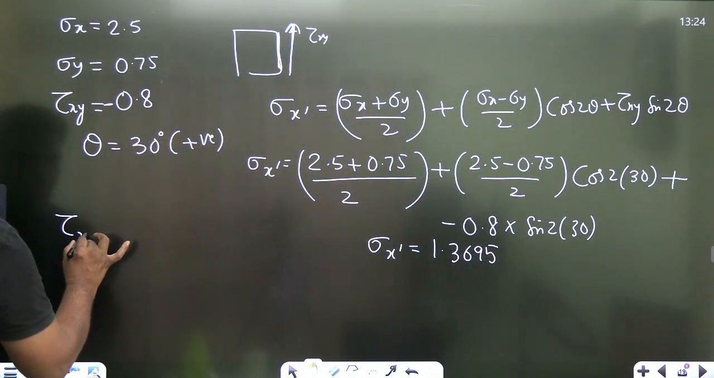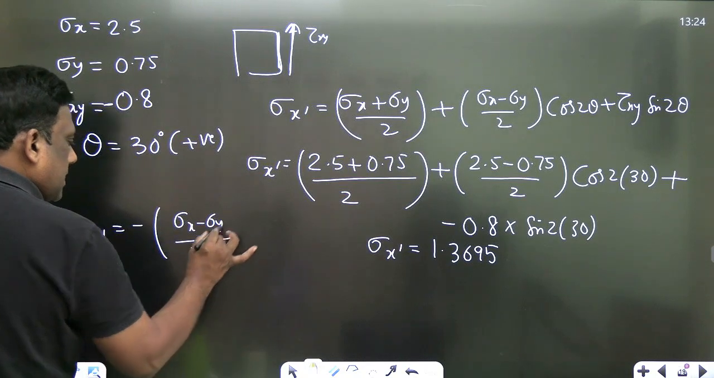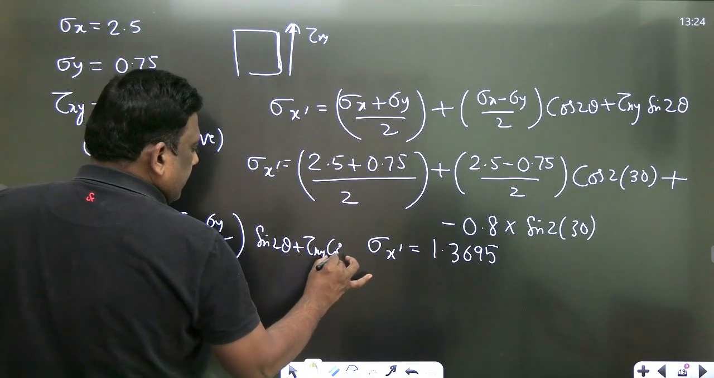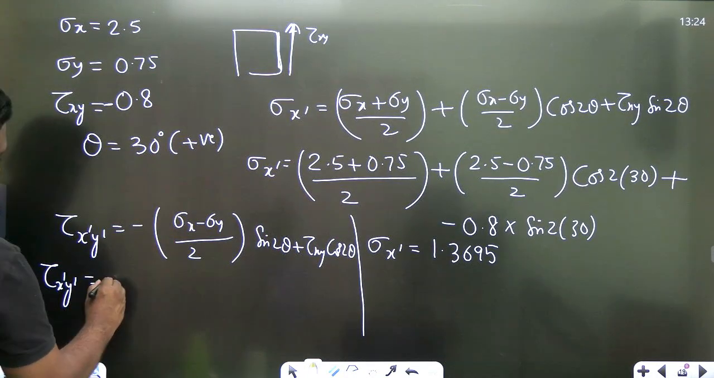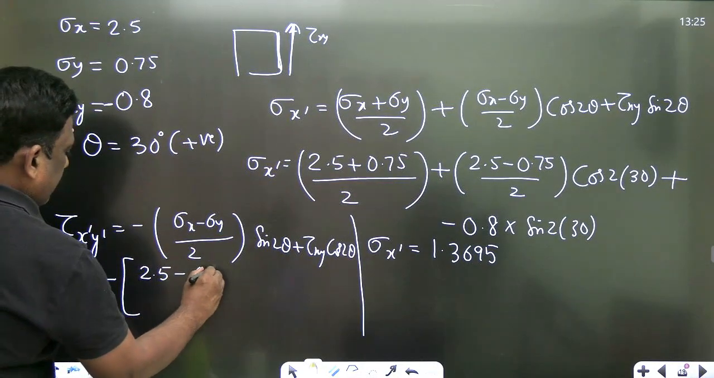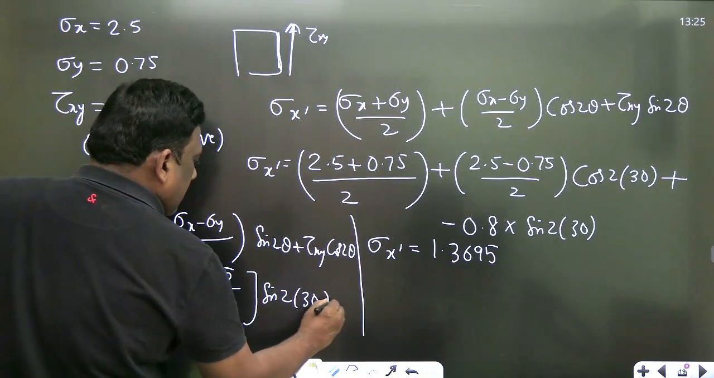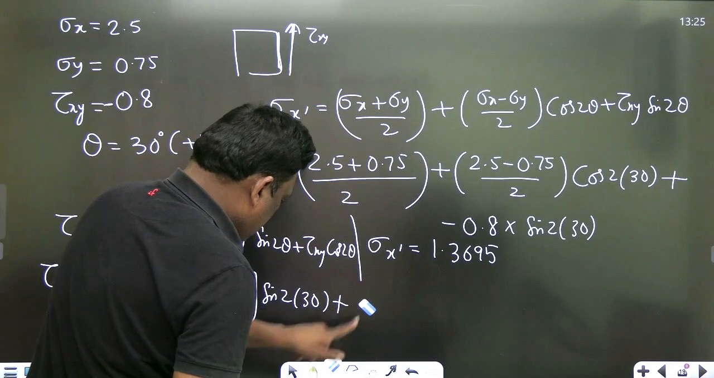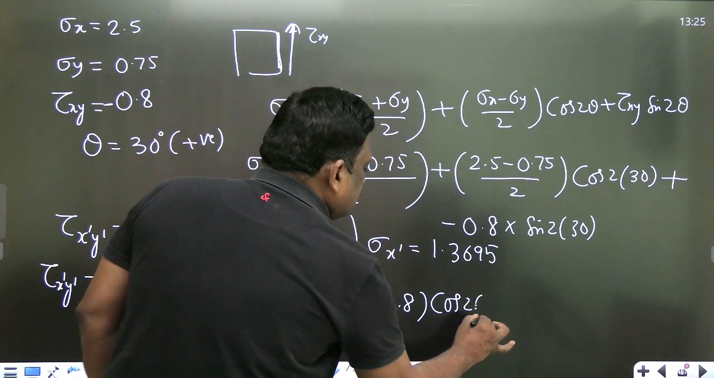You know that the shear stress on any plane inclined at theta is minus of sigma x minus sigma y by 2, and sine 2 theta, plus tau xy cos 2 theta. So tau of x dash y dash is equal to minus of sigma x, which is 2.5, minus sigma y, which is 0.75, by 2 into sine of 2 times theta, theta is 30, plus tau xy. And you know tau xy is minus 0.8, into cos of 2 times 30.